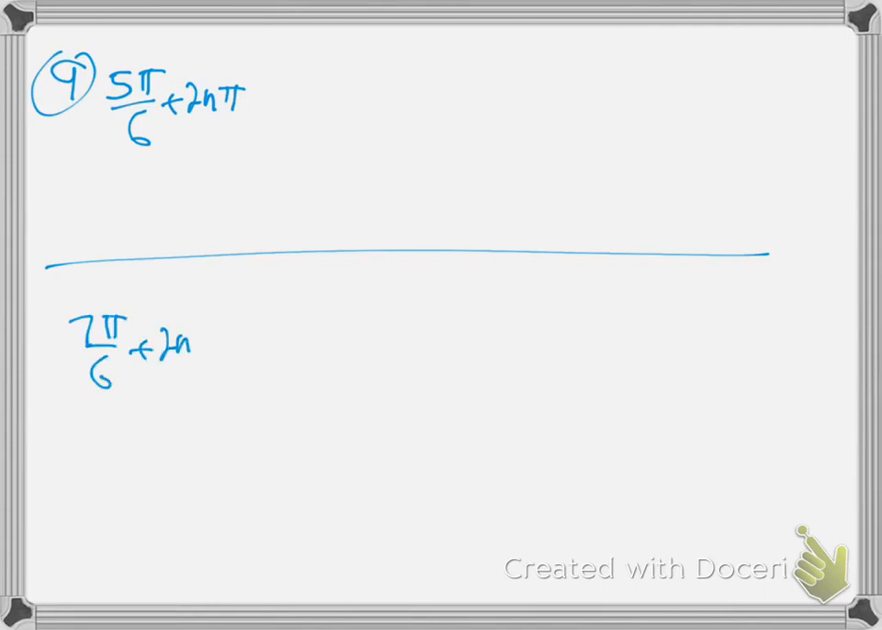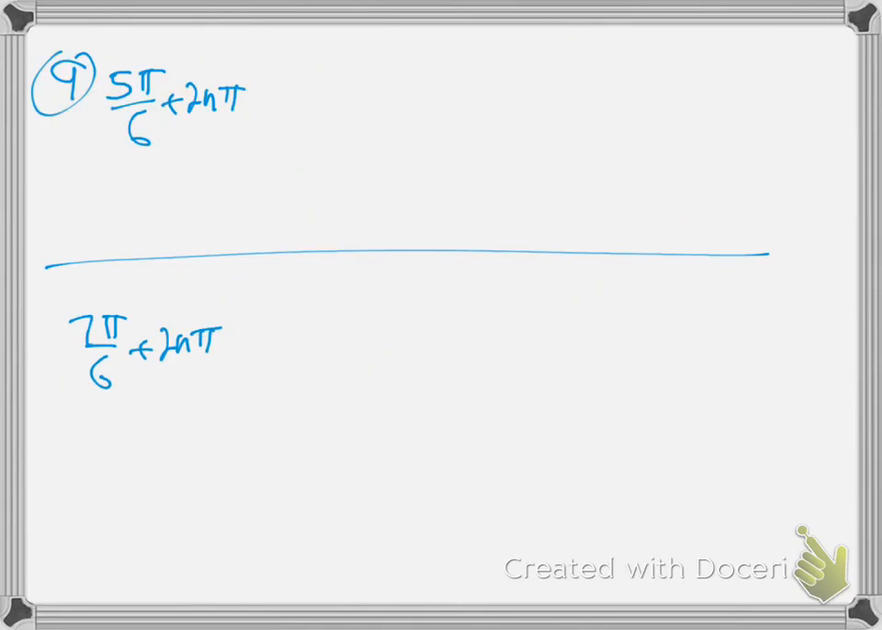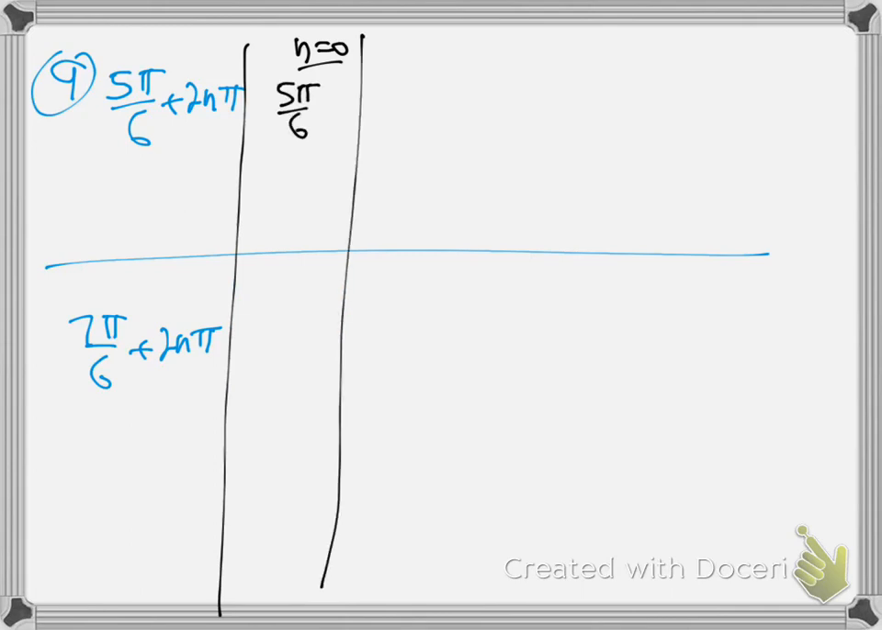Remember how to do this? So you take those two answers now, and you come up top, and you let n be 0. That's just 5 pi over 6. This one's just 7 pi over 6. Then you let n be 1.